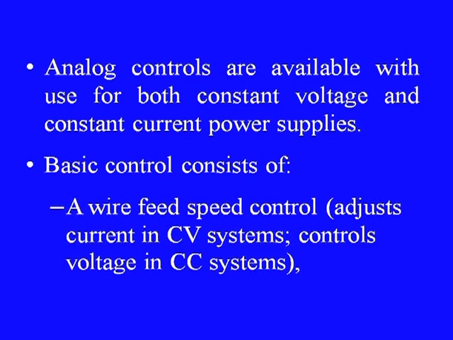Analog controls are available for use with both constant voltage and constant current power supplies. Basic control consists of a wire feed speed control, which adjusts current in constant voltage systems and controls voltage in constant current systems. A power supply control, which adjusts voltage in constant voltage system and adjusts current in constant current system. A weld start stop switch, automatic or manual travel on off, and cold wire feed up down facilities are also available.